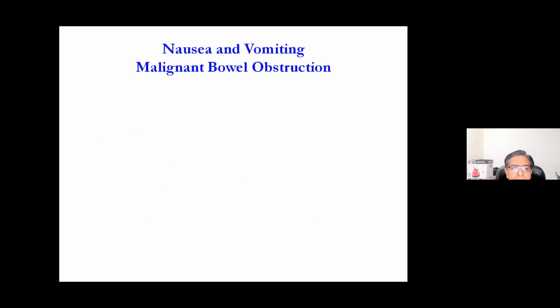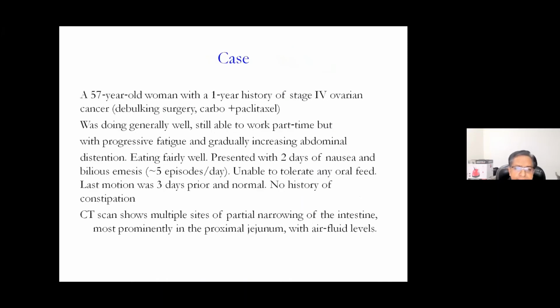Now, the other important factor that causes nausea vomiting is the malignant bowel obstruction. Let's see this patient, a 57-year-old woman with ovarian cancer, stage 4. She was well managed with surgery and chemotherapeutic agent, but subsequently she presented with nausea, vomiting. She was not able to tolerate any food. Last motion was 3 days prior, no history of constipation.